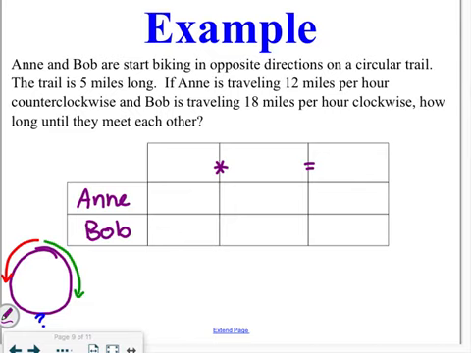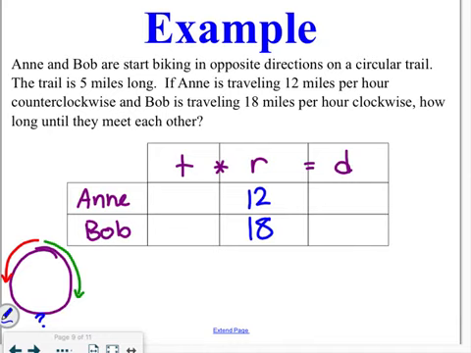So using our distance formula, we have distance is equal to rate times time. Rate and time could be flip-flopped, whichever way you want to put them into the columns. So, we know that Ann is traveling at 12 miles per hour as her rate, and Bob is traveling at 18 miles per hour for his rate. The amount of time is what we are trying to figure out.